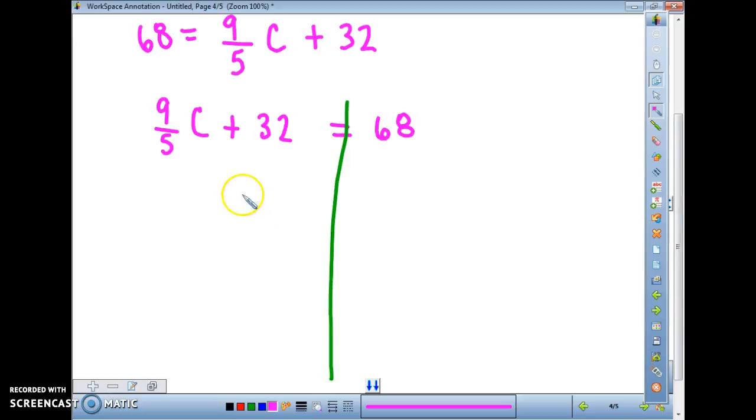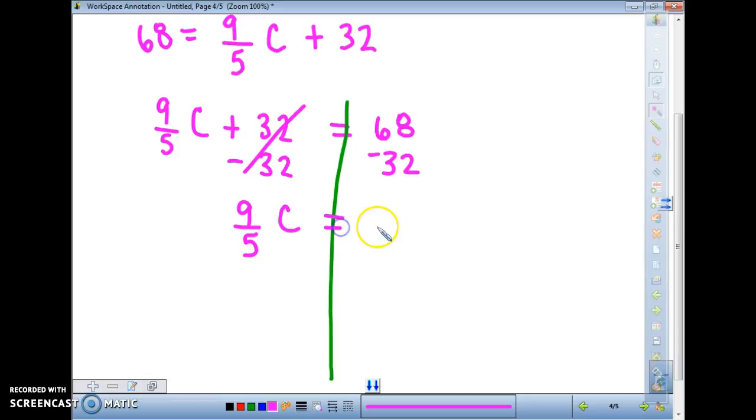Okay? All right, so to start this out, which number do I get rid of first, the 9/5 or the 32? 32. Right, 32. So I'm going to subtract this 32. That gives me 9/5 C is equal to 36. And how do we get rid of a fraction when it's being multiplied by a variable? What's that word? Reciprocal. Very good. What's the reciprocal of 9/5? 5/9. So we multiply on each side by 5 over 9. Right. Okay.